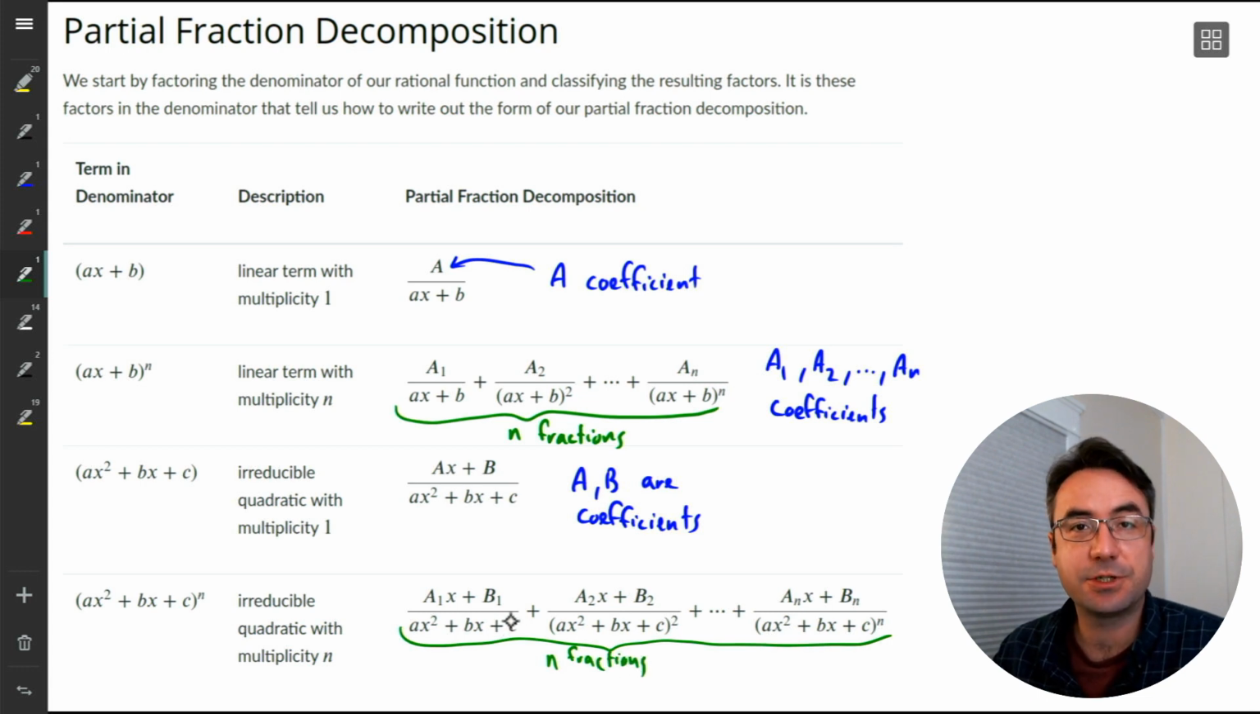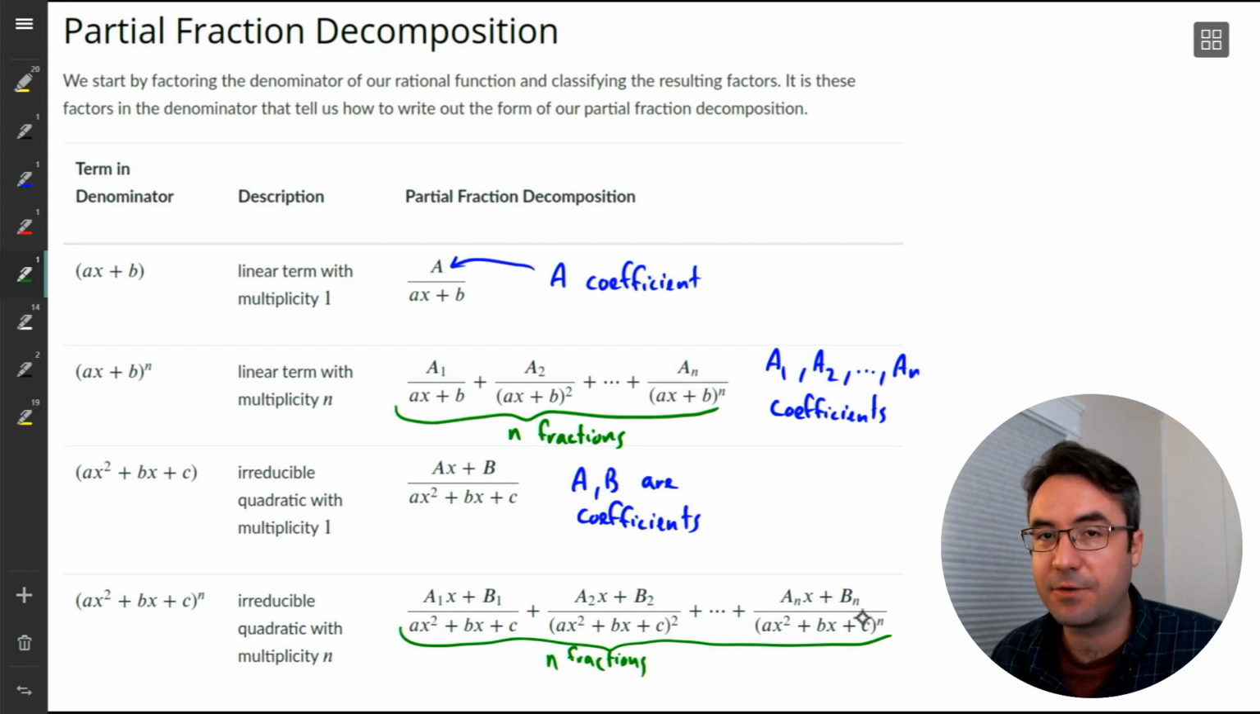And with each fraction we introduce here, we're going up by a power of 1. So the denominator on the first fraction has a power of 1. The denominator in the second fraction has a power of 2. If there was a third fraction, we would have a power of 3, and we would keep going however many fractions we would need until we get to power n.